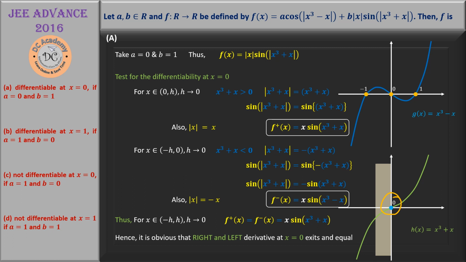If you want to find out, let's do the differentiation. If we differentiate this function using the chain rule and apply x equal to 0, we'll get the value, and the values are equal. So that's why we conclude that the function f(x) is differentiable at x equal to 0 for a equal to 0 and b equal to 1. And that's why option A is correct. Now, our job is to test for option B. So let's go ahead.